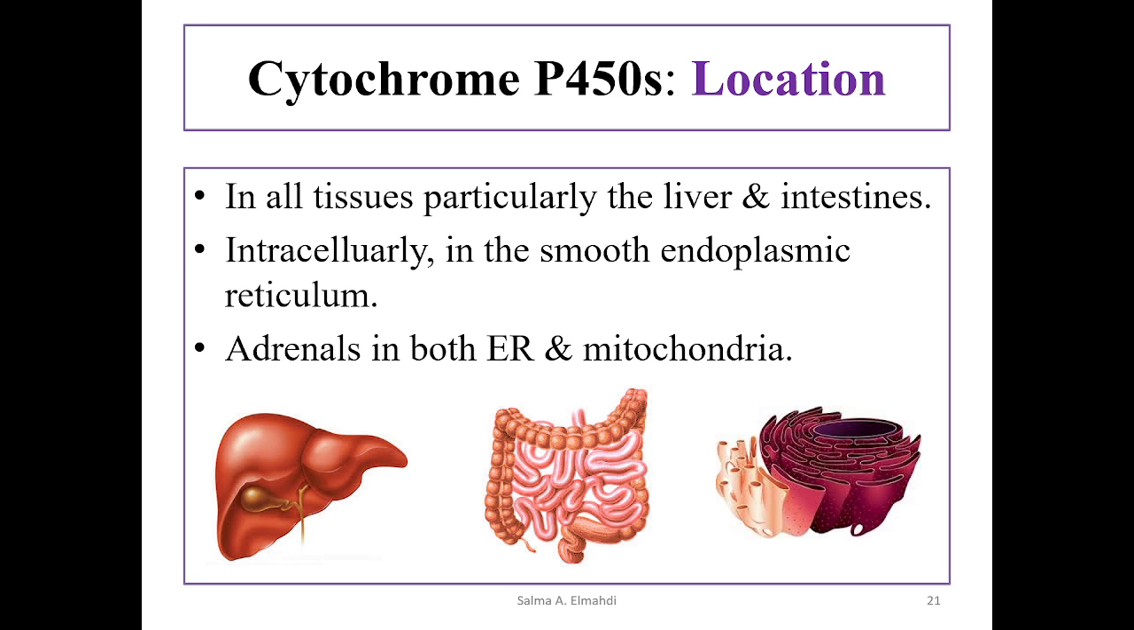Where is the cytochrome P450 located? It is present in all tissues, particularly liver and intestine. Within the cell, it is present in the smooth endoplasmic reticulum. In the adrenals, it is present in both endoplasmic reticulum and mitochondria.